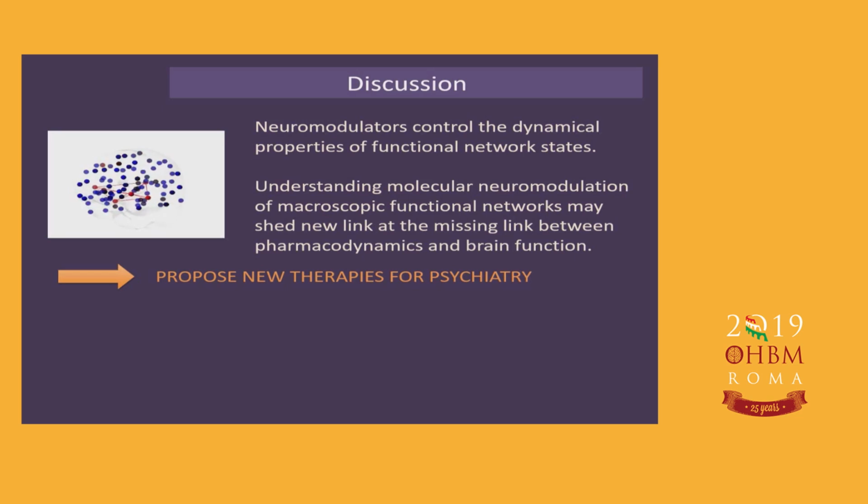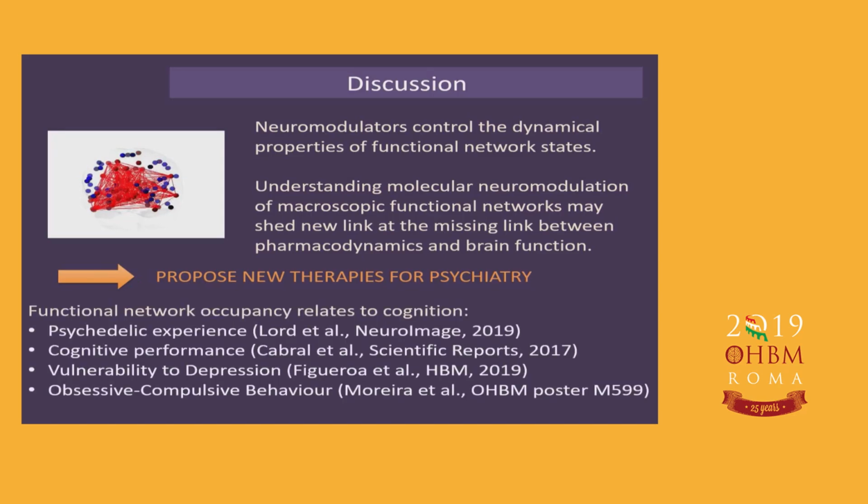So this could propose new theories for psychiatry and new therapies as well, if we can understand which pharmacological agents could be prescribed. These are the latest results I've found, where the occupancy of functional networks using this method relates not only to the psychedelic experience, but also to cognitive performance and vulnerability to depression. We also have ongoing work, presented yesterday at the poster, where we show that the occupancy of these different networks also relates to obsessive-compulsive behavior.